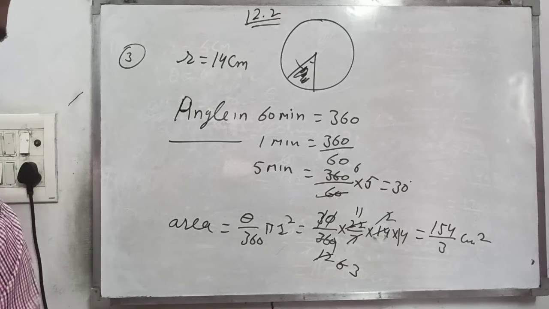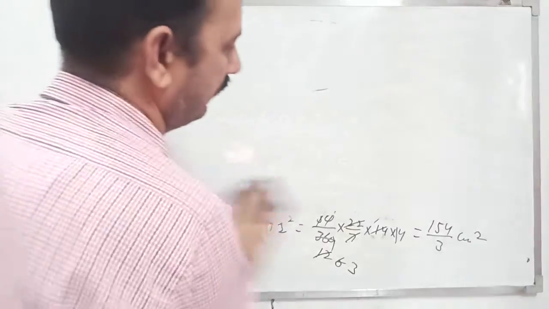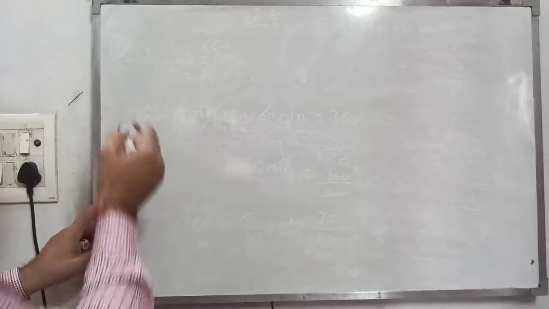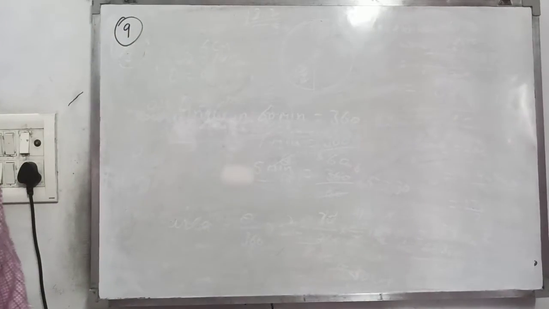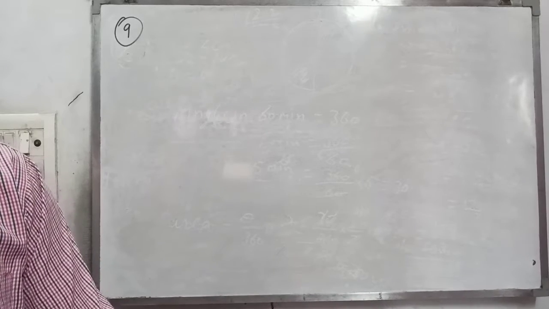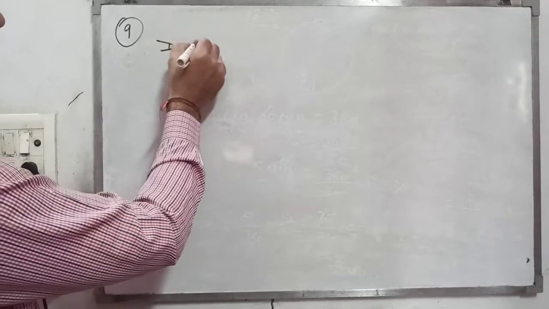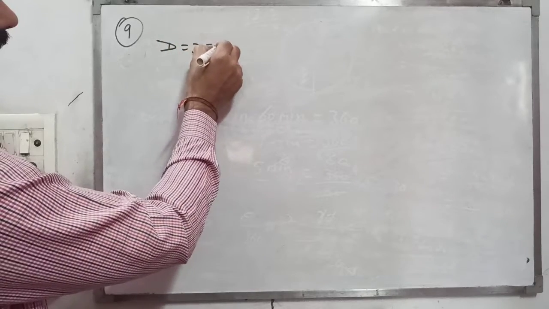Question number 9. We have discussed only a few questions. Question number 9: a brooch is made with silver wire in the form of a circle with diameter 35 millimeter. The diameter is 35 millimeter.